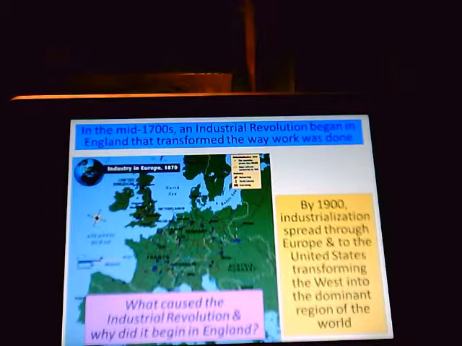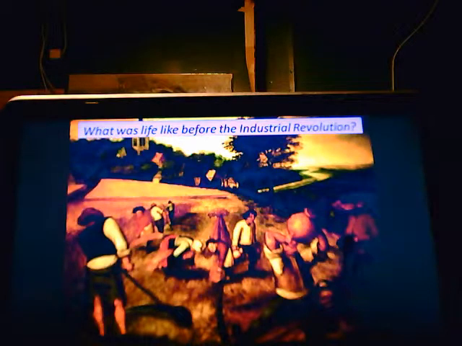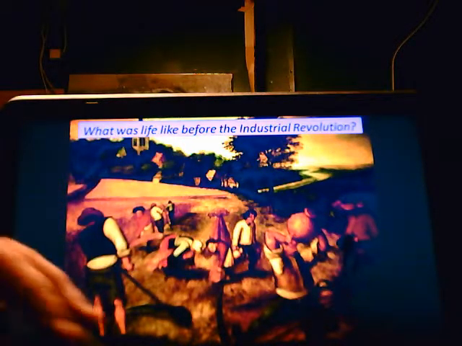So again, we have to ask ourselves, what caused the Industrial Revolution, and why did it begin in England when it could have begun anywhere else? Well, before we can understand what and why the Industrial Revolution happened, we have to understand what life was like before the Industrial Revolution.